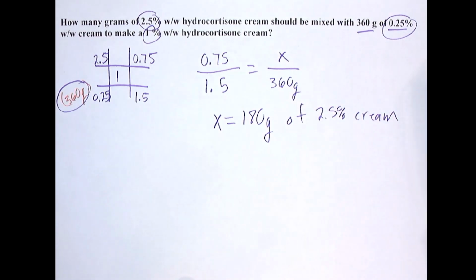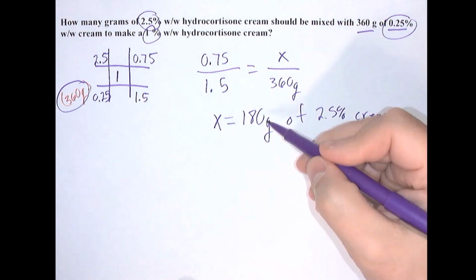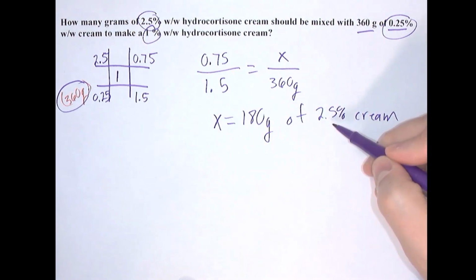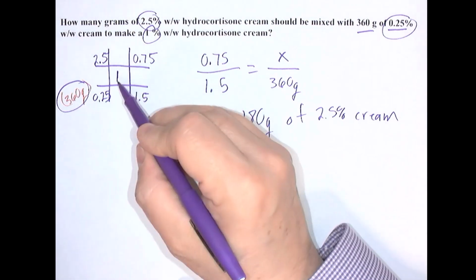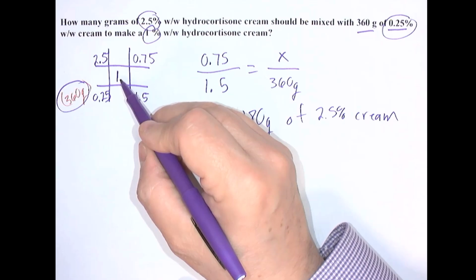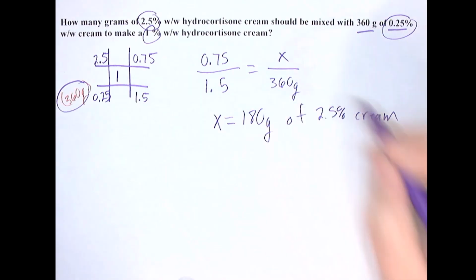Okay, and so again, if we mix 180 grams of the 2.5% cream with 360 grams of 0.25% cream, we will get a resulting product with a percent strength of 1%. Okay, so this is basically our final answer here.